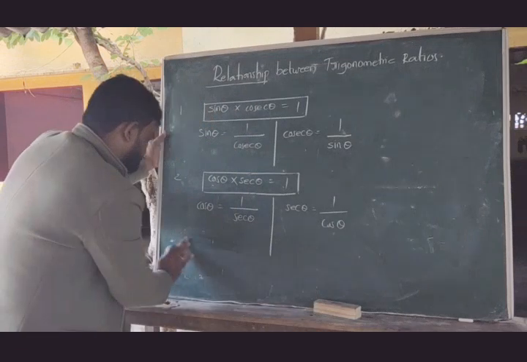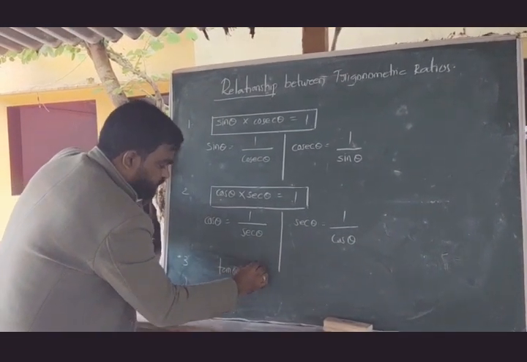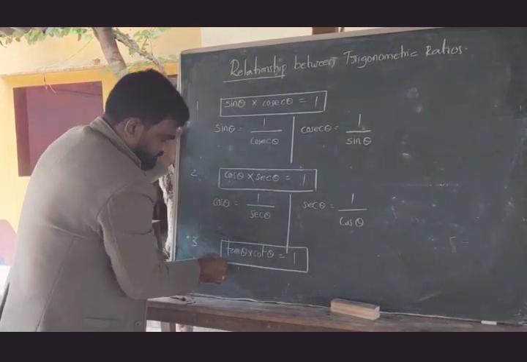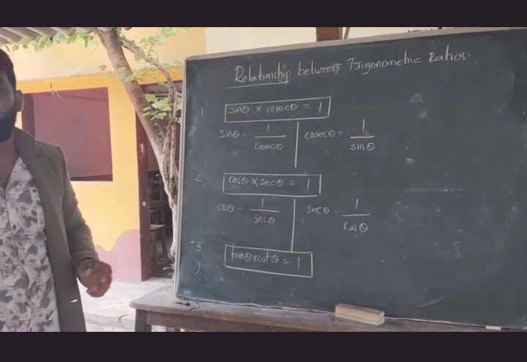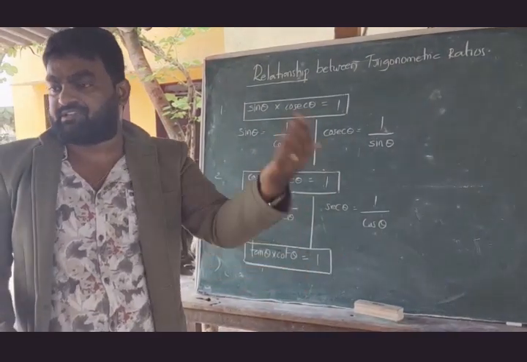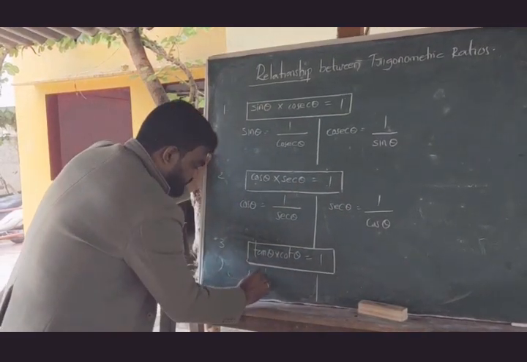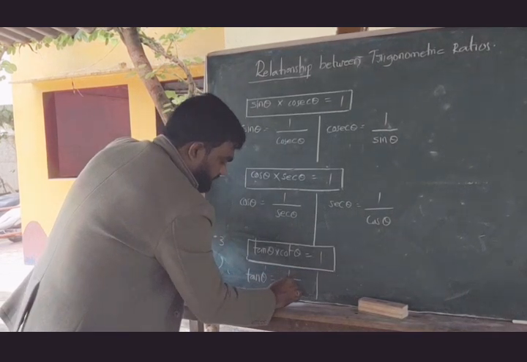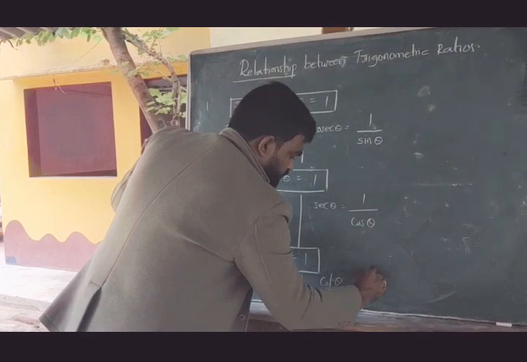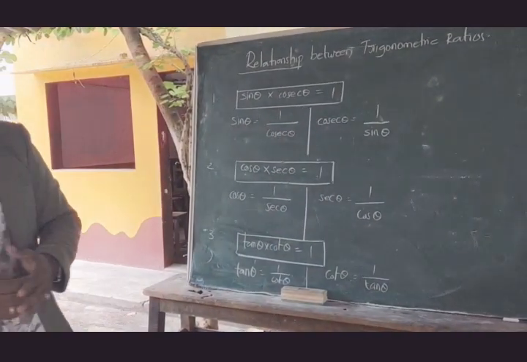Next one, tan theta into cot theta is equal to 1. Tan is the reciprocal of cot and cot is the reciprocal of tan. So tan theta is equal to 1 by cot theta and cot theta is equal to 1 by tan theta.